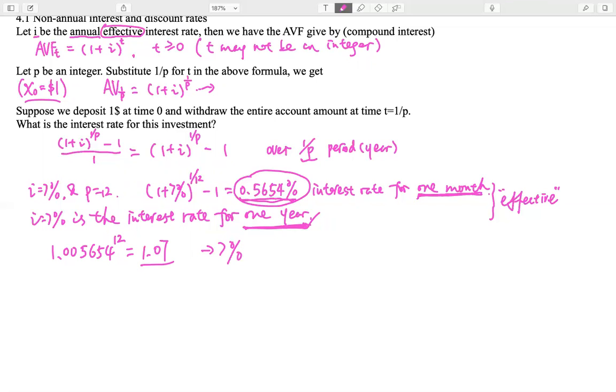Another idea is I don't want to do the compounding thing. I don't want to raise to the power. Can I try this? This is for 1 month. I directly multiply by 12. See what I have. You can get your calculator to see what number you have. I get this number.